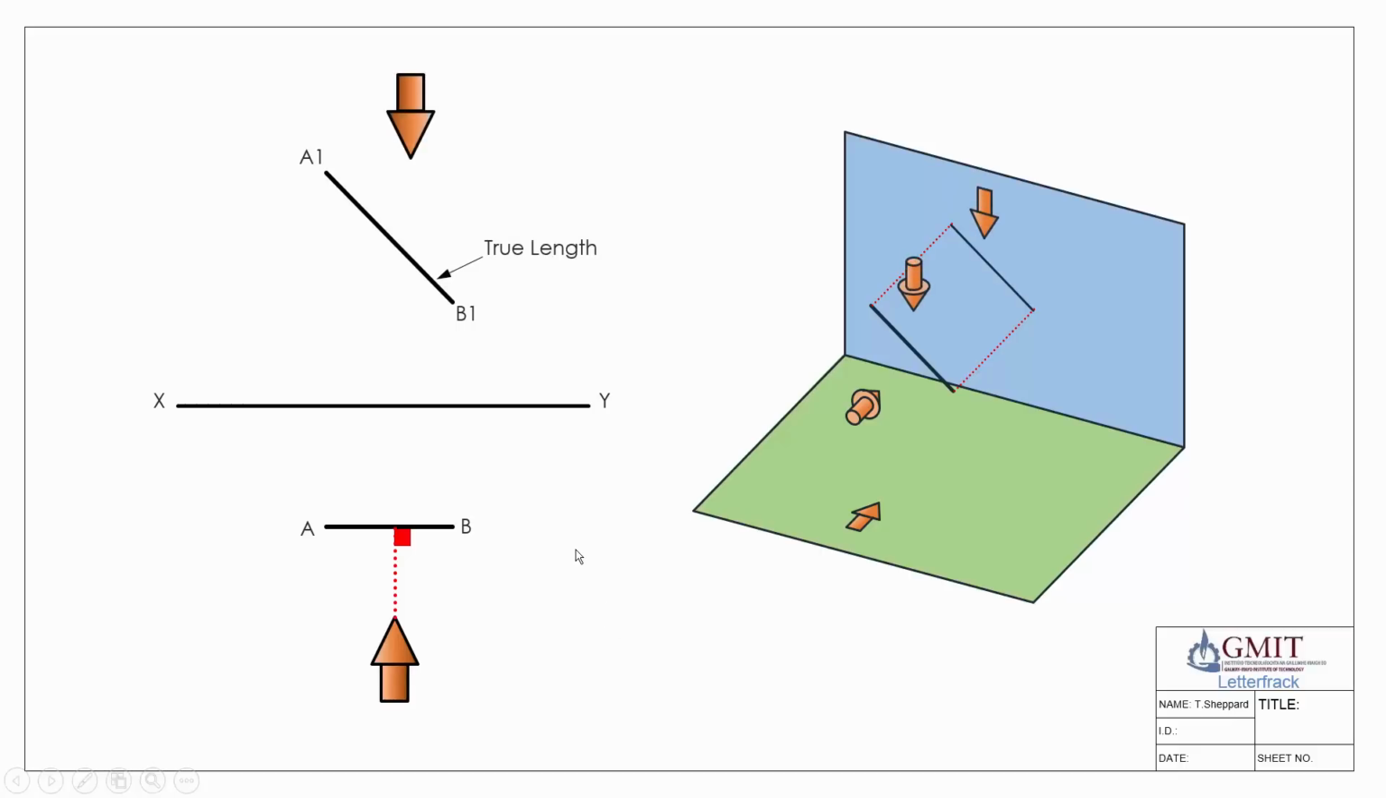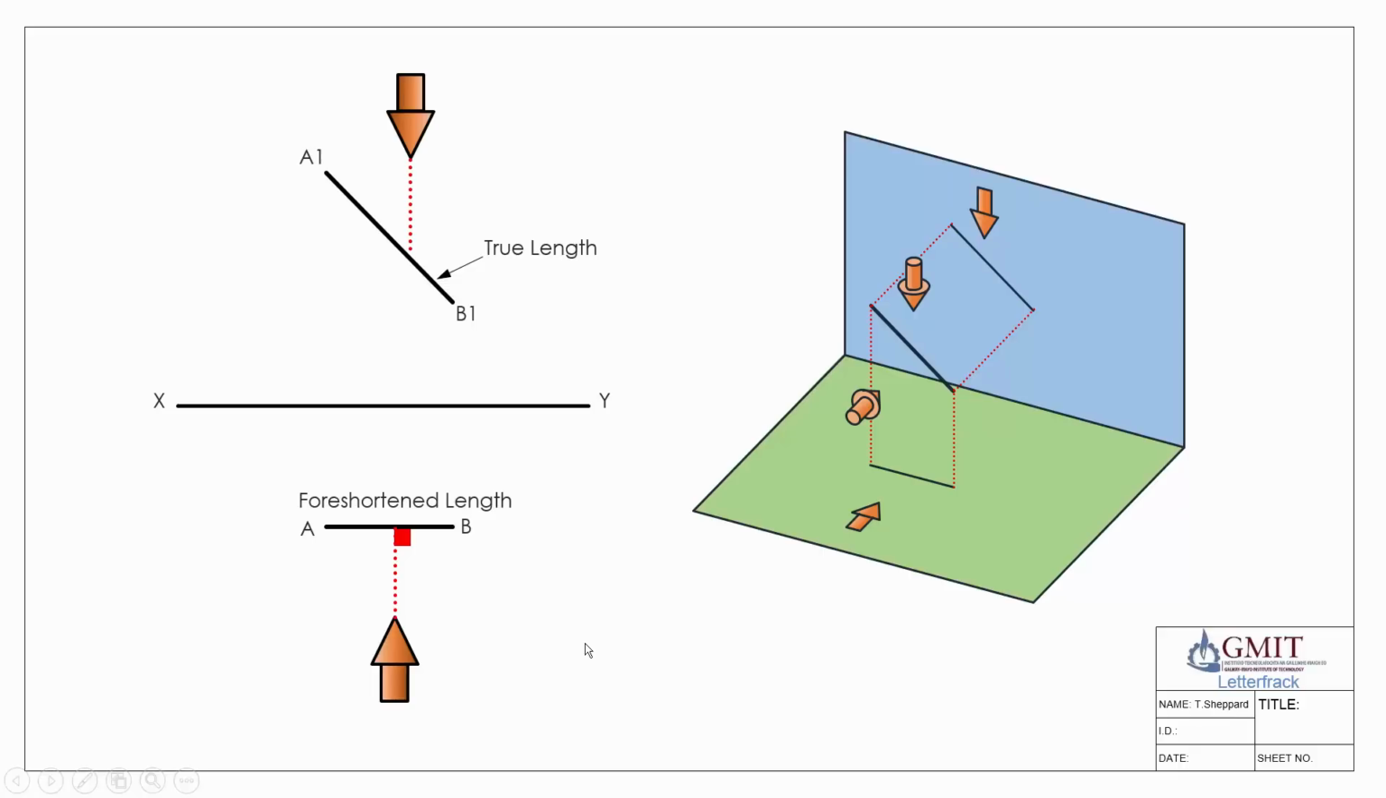Now let's do the exact same thing from above. From above, we can see that we're not looking at it perpendicular, and likewise our line isn't parallel with the xy line, so it's not parallel with the plane it's been projected onto. So therefore what we're dealing with is a foreshortened length in plan view.